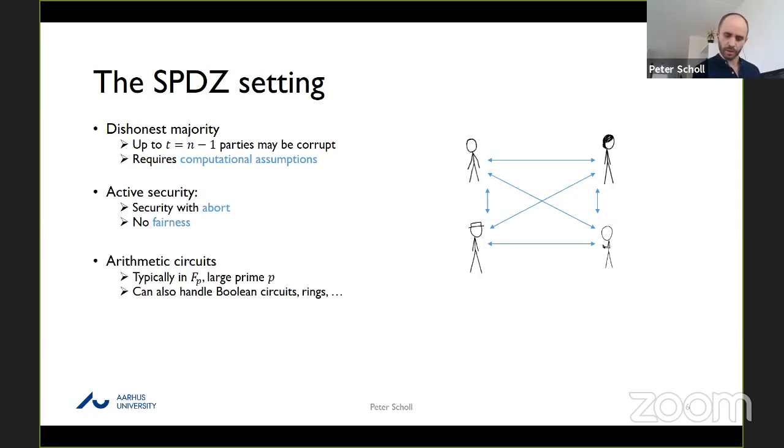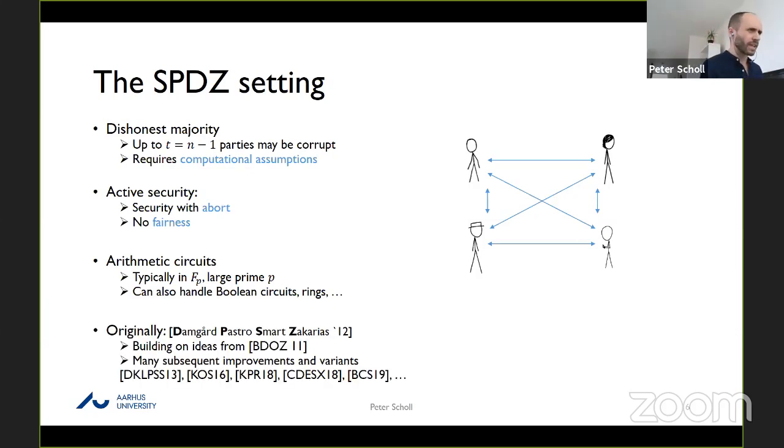The computational model we'll be looking at is securely computing arithmetic circuits. Quite straightforward. Here we'll usually consider a finite field, say the integers modulo a large prime, although there are also variants of SPDZ which can handle different things like Boolean circuits or computations over more general rings.